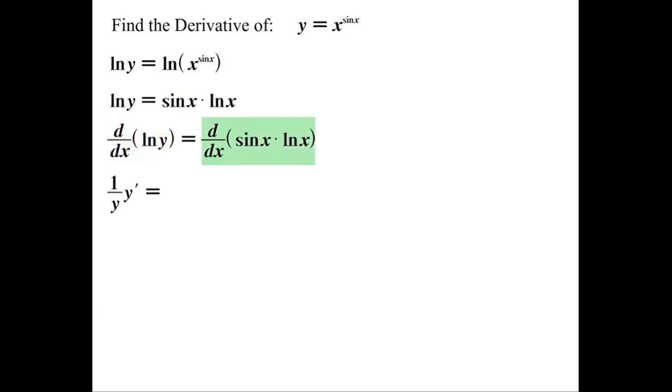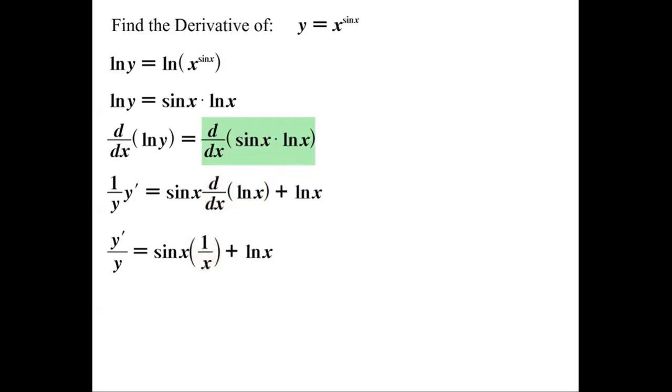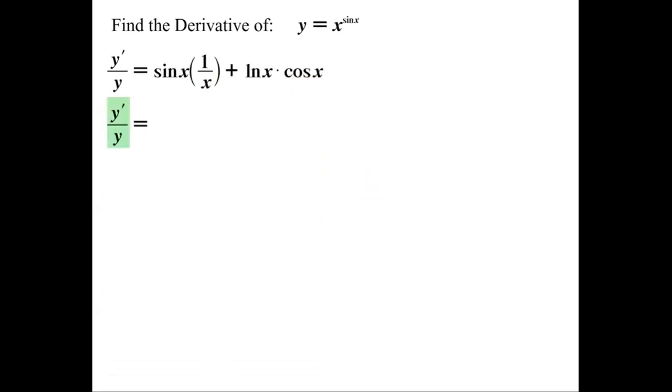The right-hand side of the equation requires the application of the product rule. So it's going to be equal to sine of x times the derivative of the natural log of x, which is equal to 1 over x, plus the natural log of x times the derivative of sine of x, which is equal to cosine of x. The left-hand side simplifies as follows, and the right-hand side simplifies to sine of x over x plus the natural log of x times cosine of x.